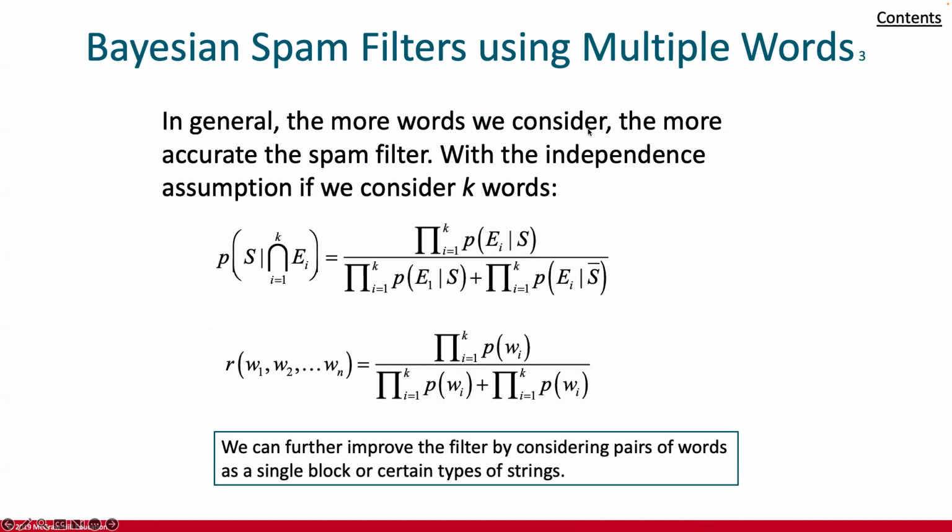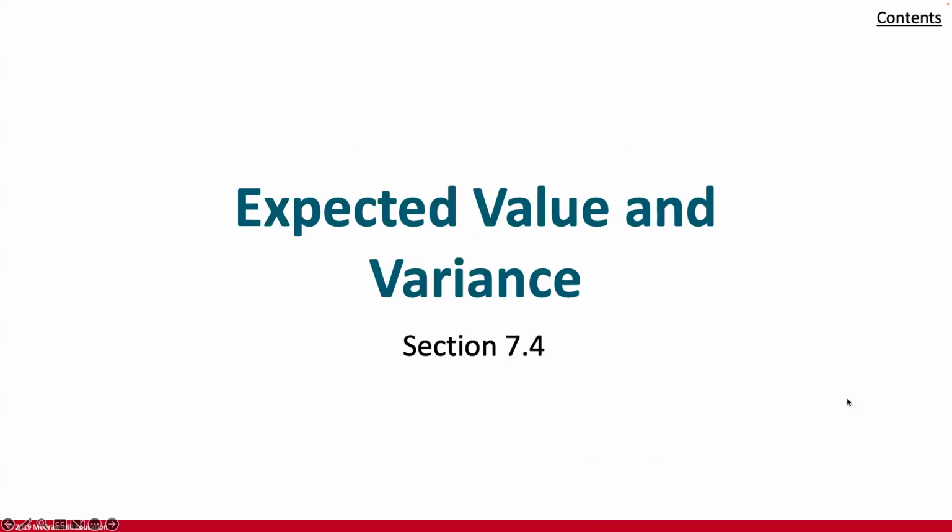And here's just a little bit more. In general, the more words we consider, the more accurate the spam filter, with the independence assumption. We can further improve the filter by considering pairs of words as a single block or certain types of strings. Okay, so a lot of good information that we got a chance to be thinking about.